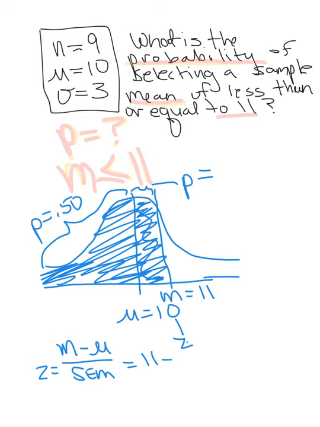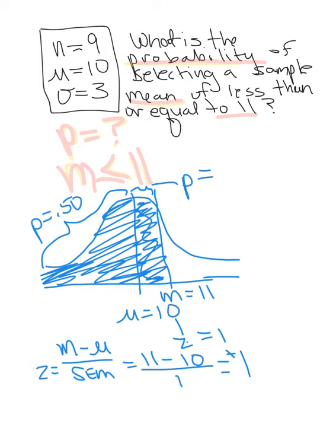So we end up with 11 minus 10 divided by 1. Because if you recall, we're going to plug in that standard error of 1 there. So we end up basically with 1 divided by 1, which is 1. So our z-score is 1, and it's a positive 1, right? Because 11 is larger than 10.